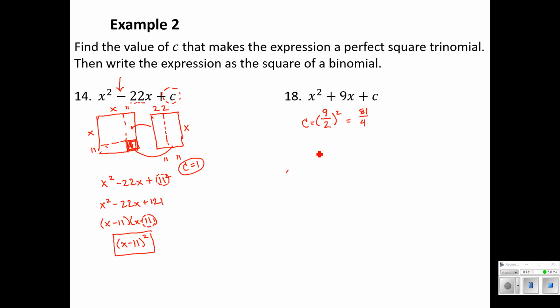Now, let's see if we can go right to our solution. We have an x in our factor, and then this is a positive 9x, so we want plus that 9 halves squared. Right, the 9 halves was the number that we squared to find c, just like we did with the 11 over here. That is our binomial squared. And if we were ever curious, we could FOIL that back out and see if we get back to x squared plus 9x plus the c value we found.